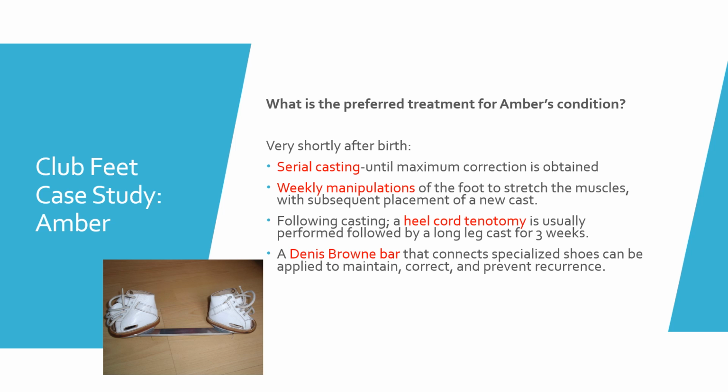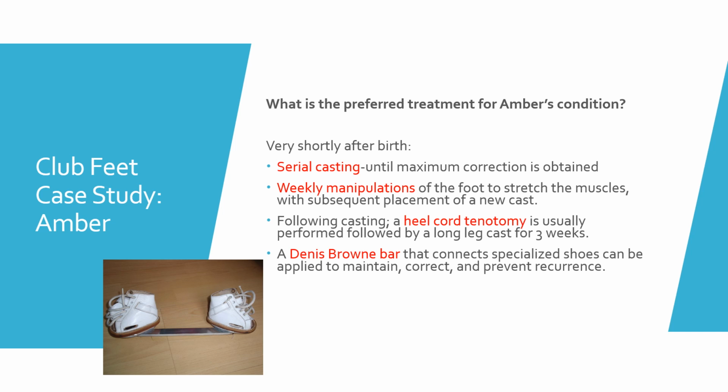So now we're going to talk about treatment for Amber. What is the preferred treatment? So the earlier we can start correcting this, the better, because as she grows, it would only get worse. So we want to correct this as early as we can. So very shortly after birth, we'll do serial casting until maximum correction is obtained. So during that time, we're having those serial casts applied, weekly manipulations of the foot to stretch the muscles and subsequent placement of a new cast.